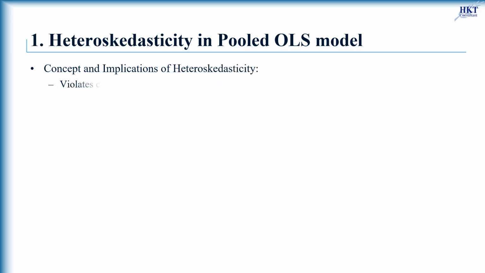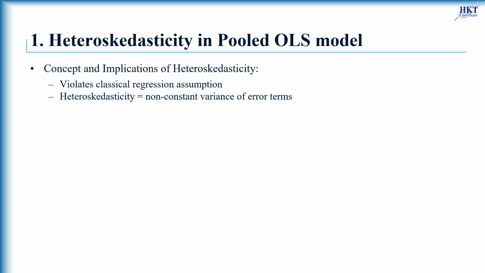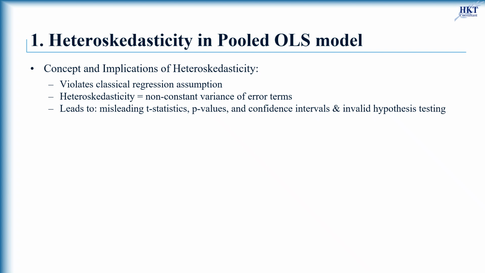Heteroskedasticity refers to the violation of the classical assumption of homoskedasticity, where the variance of the error term is no longer constant across all observations. In the presence of heteroskedasticity, OLS estimators remain unbiased, but are no longer efficient, and the associated standard errors become inconsistent. This leads to invalid inference, such as misleading t-statistics, p-values, and confidence intervals. The problem becomes particularly relevant in panel data, where variability across cross-sectional units or over time may cause error variances to differ systematically.